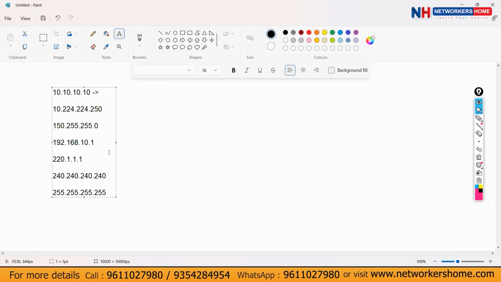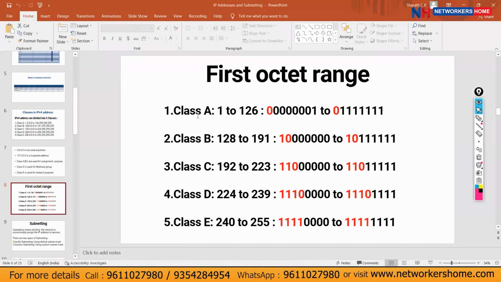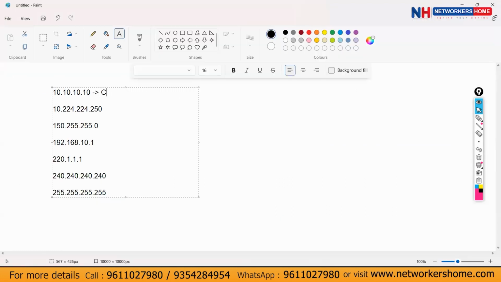Okay, guys. So tell me which class IP address is this? How do you identify which class IP address it is? We look at the first octet and decide. What is the first octet? 10. Look at the slide. Class A ranges from 1 to 126. So looking at the first octet, it is class A. Next, class A. Again, class A.